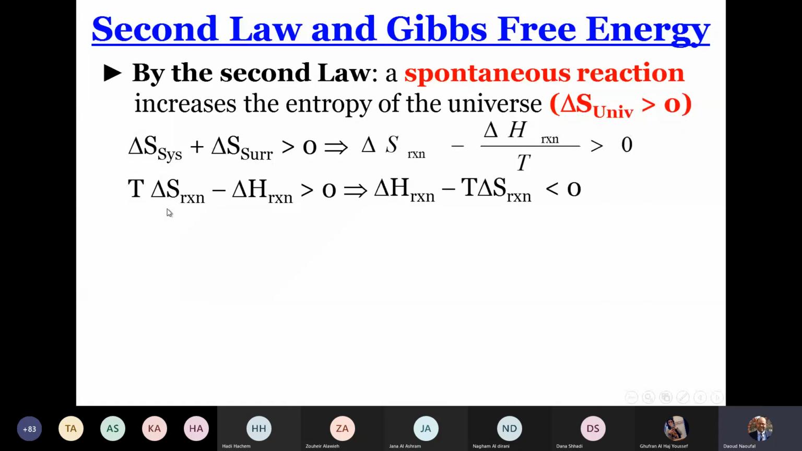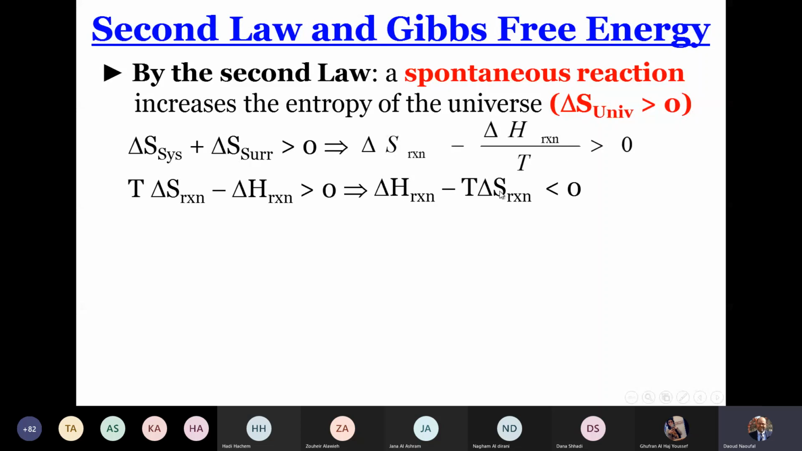So T delta S reaction minus delta H reaction is positive. That means delta H of the reaction minus T delta S of the reaction is negative. Pay attention: delta S universe positive has the same meaning as delta H reaction minus T delta S reaction is negative.